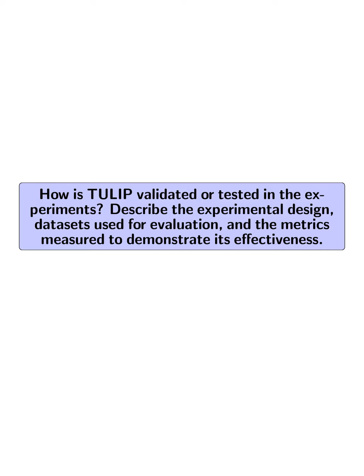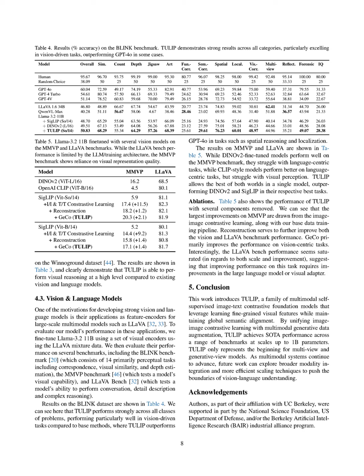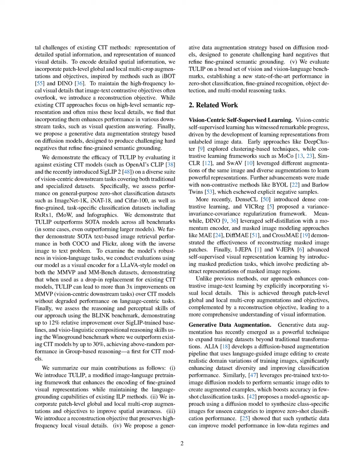How was TULIP validated or tested in the experiments? Describe the experimental design, datasets used for evaluation, and the metrics measured to demonstrate its effectiveness. TULIP is validated through a comprehensive experimental design that evaluates its performance across various vision and vision language tasks. The model is tested on a diverse suite of datasets, including general-purpose zero-shot classification datasets like ImageNet 1K, iNat 18, and CIFAR100, as well as fine-grained classification datasets such as RxRx1, FMoW, and infographics.